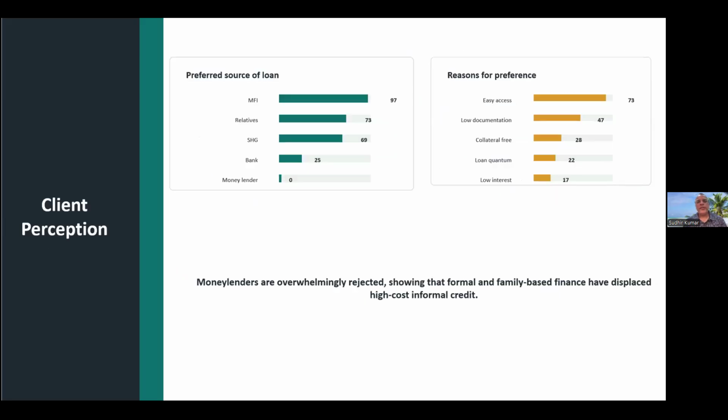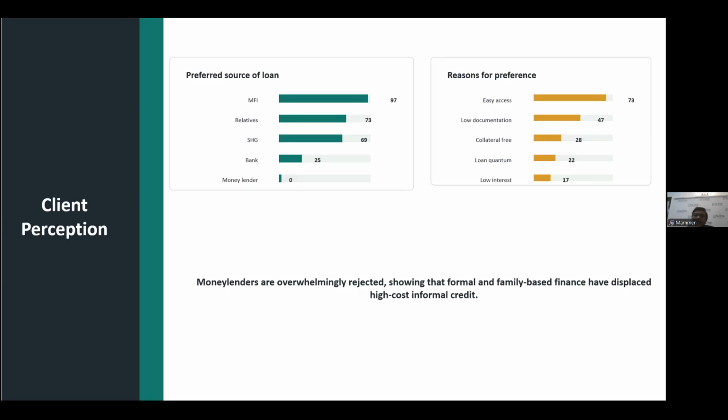Krishna ji? This is the perception of clients in terms of where they prefer to take loans from. So 97% people said MFI. Relatives were the second choice actually. SHGs were the third choice. Bank was the fourth choice. But SHG should not have the problem. Access should be easy.